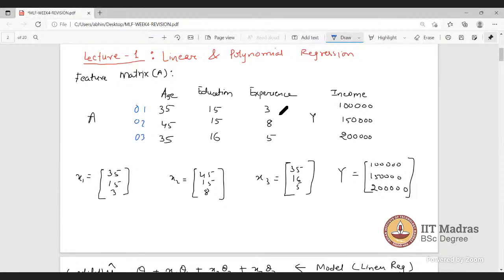Now these values, 35, 15, 3; 45, 15, 8; 35, 16, 5, are represented as columns and are called feature vectors. When we stack these feature vectors together, we call it a feature matrix and represent it as A. A feature matrix is these feature vectors stacked as transposed. The income is the output label that you want to predict, represented by Y. Here X1 is 35, 15, 3, X2 is 45, 15, 8, and X3 is 35, 16, 5. The feature matrix is formed by transposing these feature vectors, and the output label vector is Y.